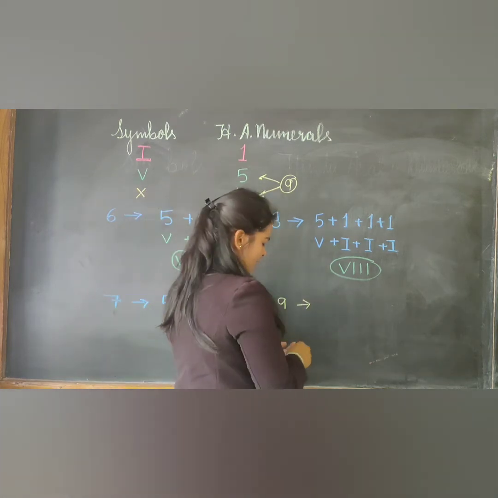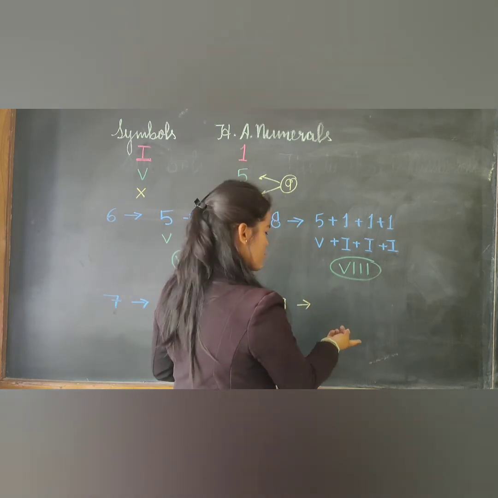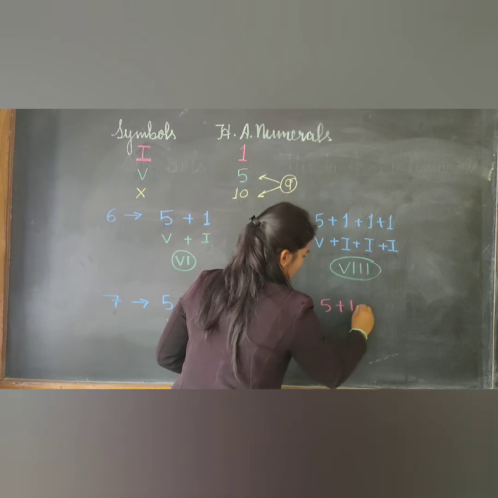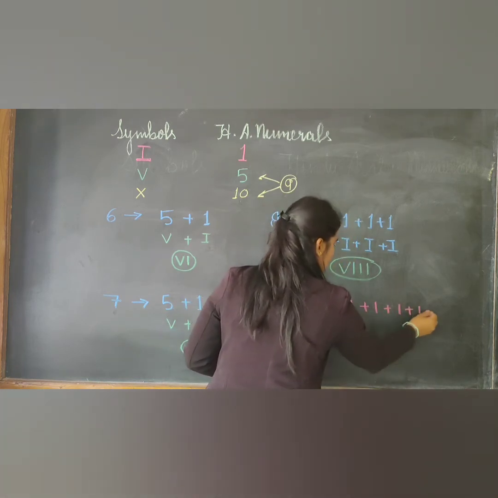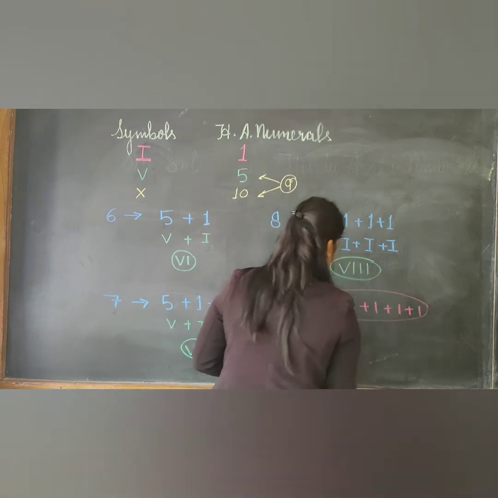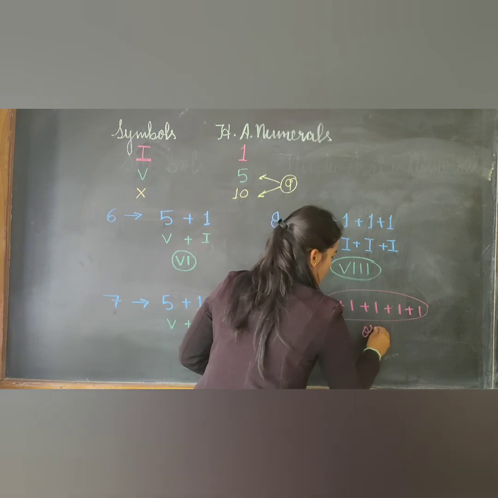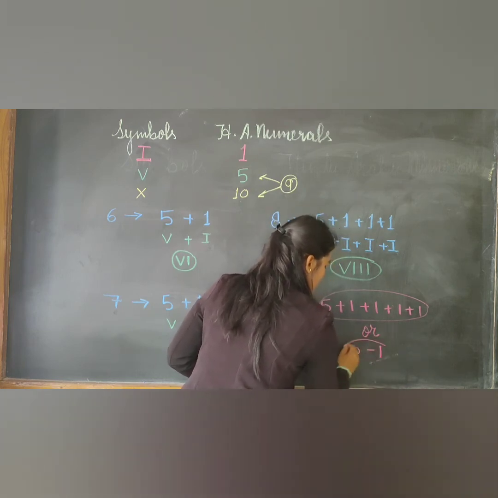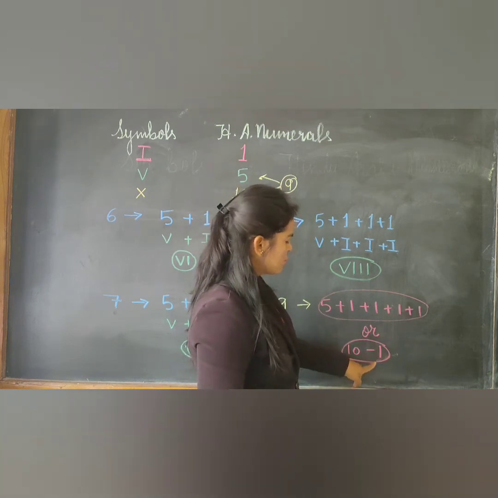So as I told you in how to write 4, we will follow the same procedure. What we can do is write 1 plus 1 plus 1 plus 1. It shows that 9 is far from 5. Or what we can do is 10 minus 1. So this is closer, so we'll go through this one.